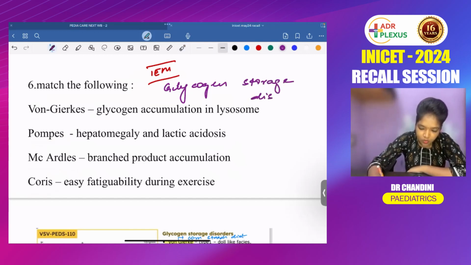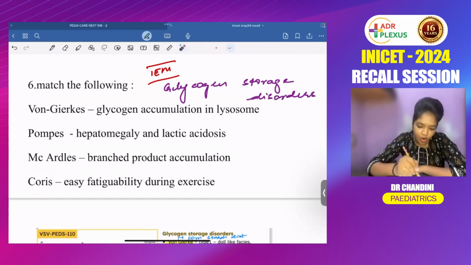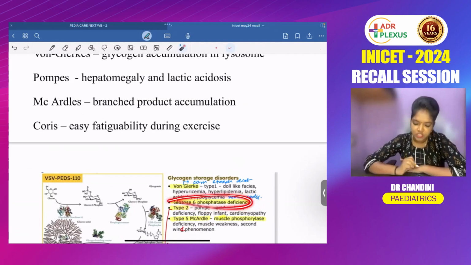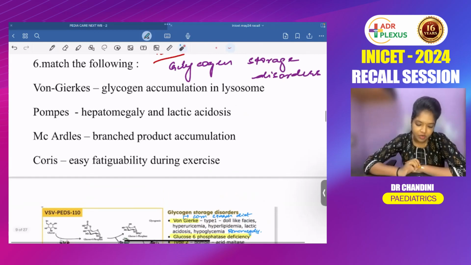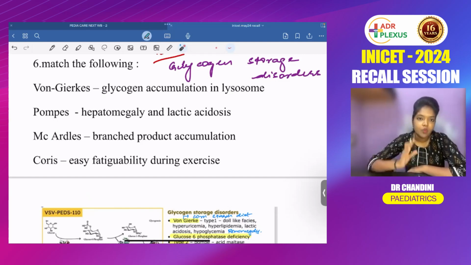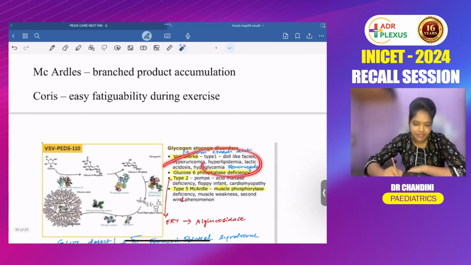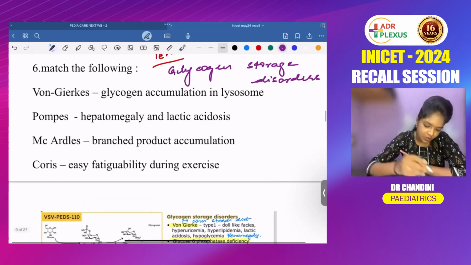So Von Gierke, what is the feature? Von Gierke is type 1 GSD where the problem is with glucose 6 phosphatase. Okay, this is from VSP, glucose 6 phosphatase deficiency, where they will present with hepatomegaly, lactic acidosis, hyperuricemia and hypertriglyceridemia with doll-like facies. So these are the features which we have already discussed. So Von Gierke, what is it? It is hepatomegaly with lactic acidosis.